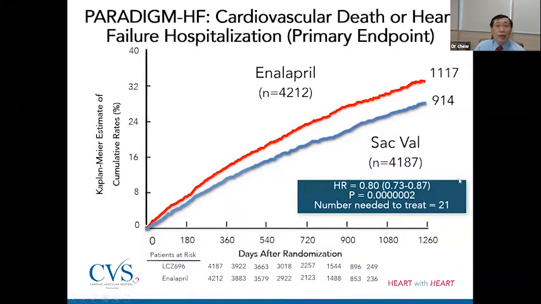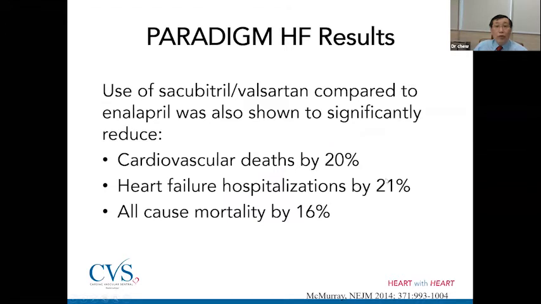And this compound was studied in PARADIGM-HF. It was not against placebo, but compared with enalapril, which is the standard of care. It showed that there was a 20% reduction in the primary endpoint of cardiovascular death or heart failure hospitalizations. So there was a significant benefit, and the trial was actually stopped early because of the superior benefit of sacubitril/valsartan against enalapril in patients with heart failure with reduced ejection fraction. Not only that, when you looked at the individual endpoints, cardiovascular death was reduced by 20% in patients who received sacubitril/valsartan, heart failure hospitalizations were reduced by 21%, and all-cause mortality was reduced by 16%. All these three reductions were significant compared to enalapril.